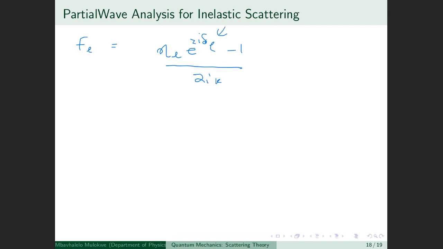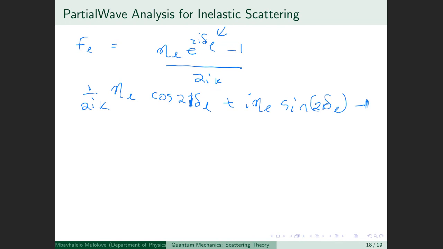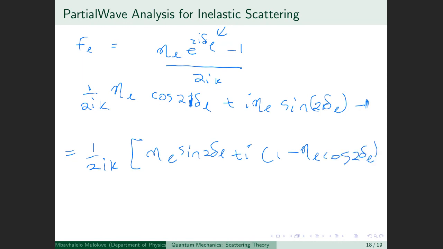Then we make use of the Euler formula, so just write everything out: eta_L cos 2 delta L plus i eta_L sine 2 delta L, minus 1, all over 2ik. So this gives you 1 over 2ik times eta_L sine 2 delta L plus i times 1 minus eta_L cos 2 delta L. Then you just plug this into the expression. f of theta is given by the sum of these f_Ls. So f of theta is going to be 1 over 2k sigma L of 2L plus 1.